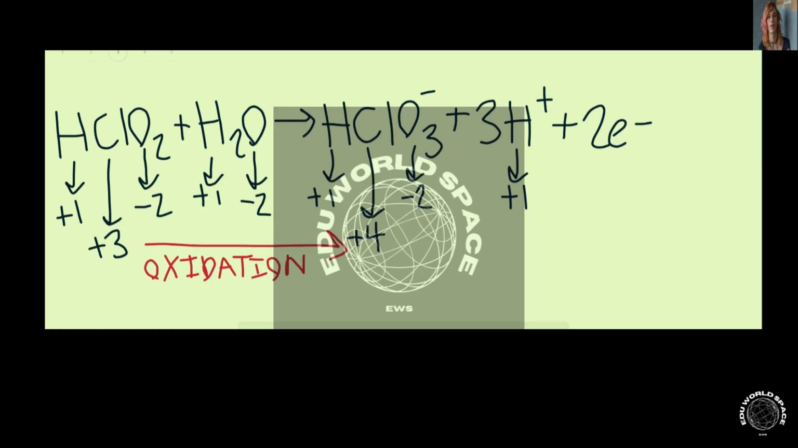Then in water, we just have +1 and -2 for hydrogen and oxygen. And then in our products, HClO3, again, our hydrogen takes a +1 oxidation state, and our oxygen takes a -2 oxidation state. So now we have +1 plus -6 from our 3 oxygens, and I need to add something to that to equal -1. So the oxidation state that satisfies that is +4. So the oxidation state is changing from +3 to +4. That's a loss of electrons. That's oxidation. So this is our oxidation half reaction, and chlorine is changing oxidation states from +3 to +4.